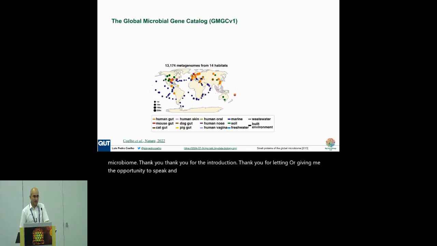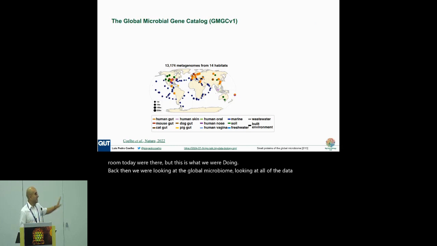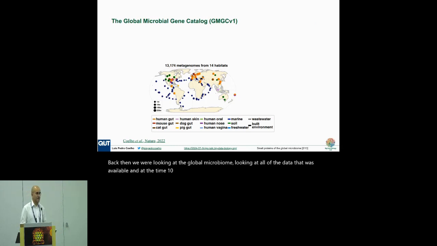And I want to go back a little bit because I think I presented this slide in 2019 at the Microbiome Cozy in Basel. And I don't know how many people in the room today were there. But this is what we were doing back then. We were looking at the global microbiome, looking at all of the data that was available. And at the time, 10,000 metagenomes was a big number.